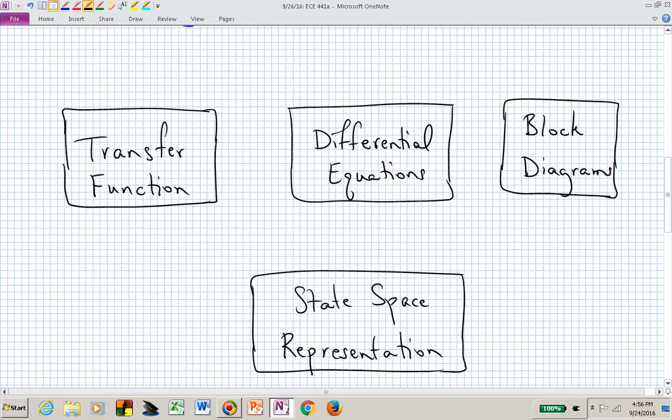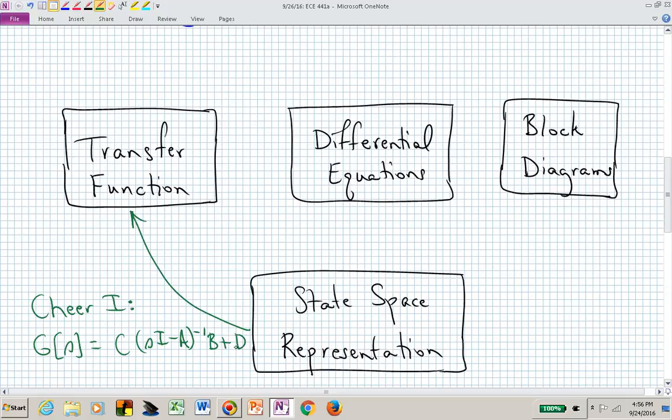I hope that you remember that we do have a way of going from state space to the transfer function. That's what we've been calling our first cheer, where we can obtain the transfer function G of s as C times (sI minus A) inverse B plus D. So if we have our state space matrices A, B, C, and D, we can plug them into this equation, or cheer 1, to obtain a transfer function.